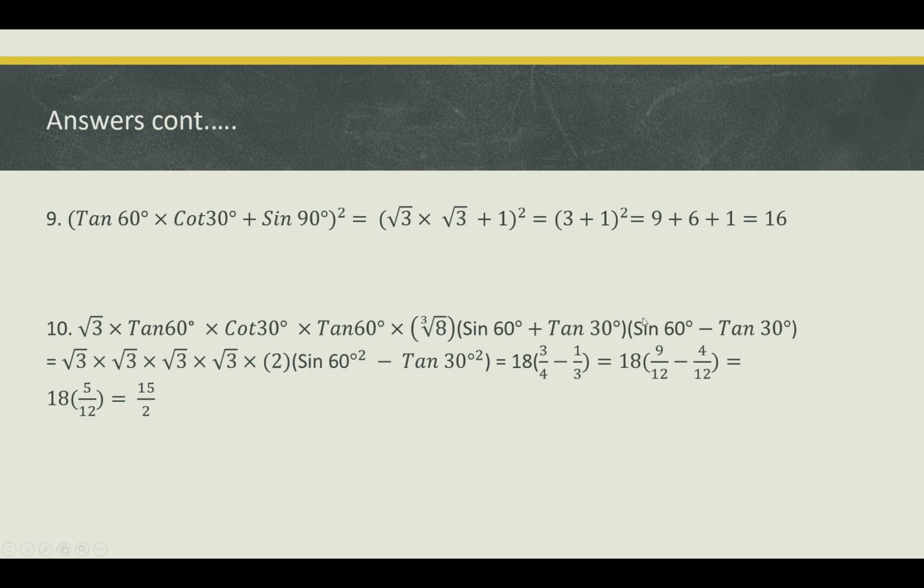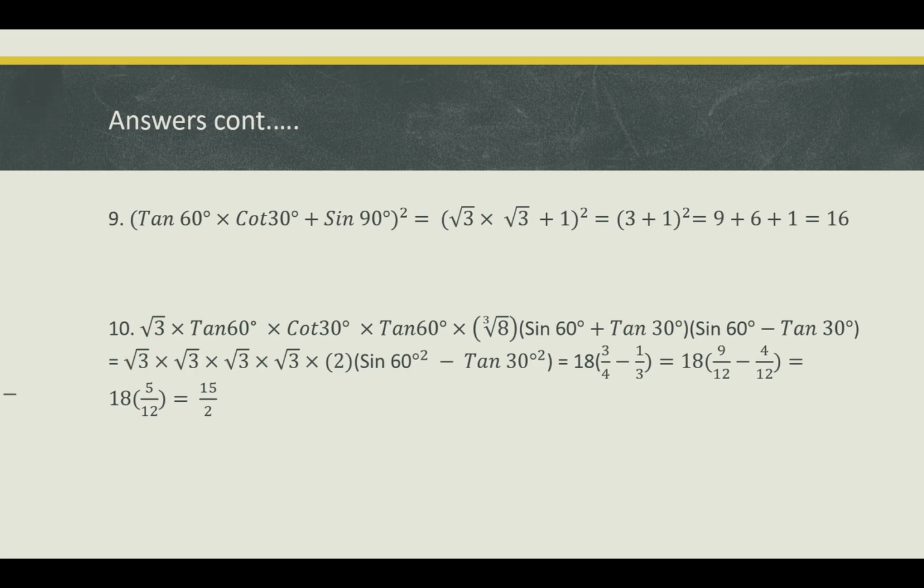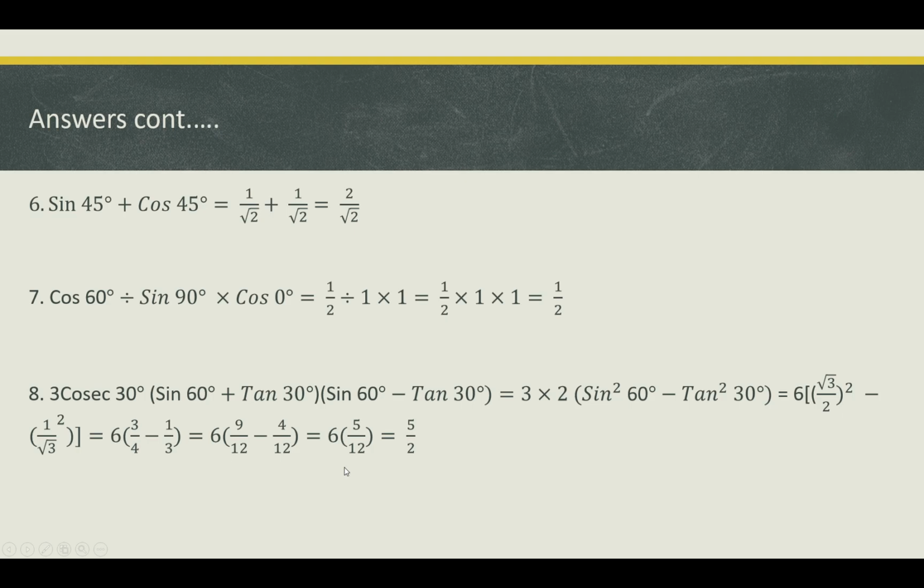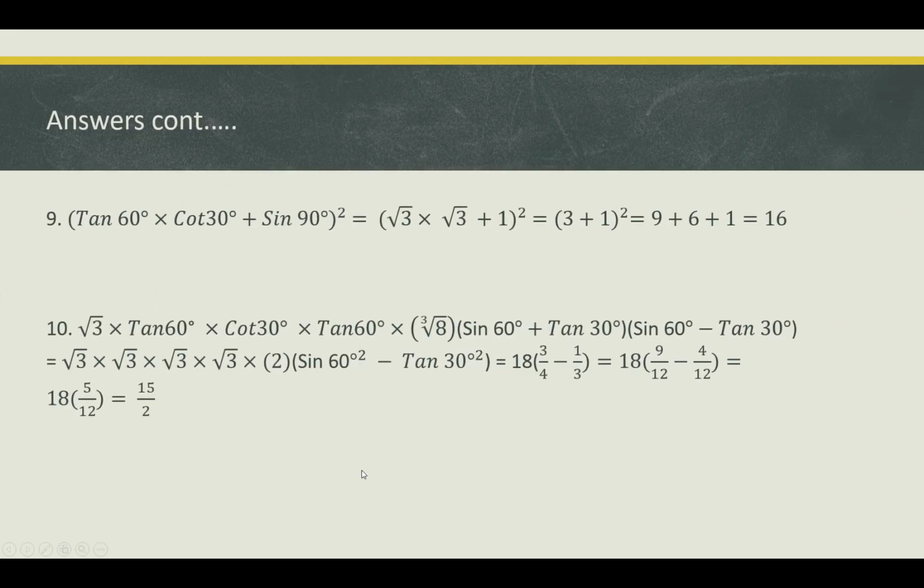Because the values are the same as question number 8, I'm just going to use the answer of sine squared 60 minus tan squared 30, which is, I think, 5 by 12. So I'm just going to write 5 by 12 instead of this whole mess. But of course, in exams or pre-tests or tests, you have to show your working out and your reasoning.